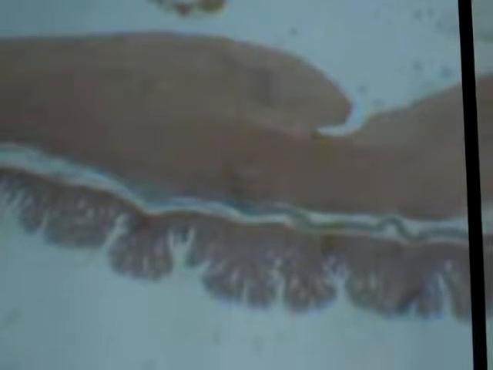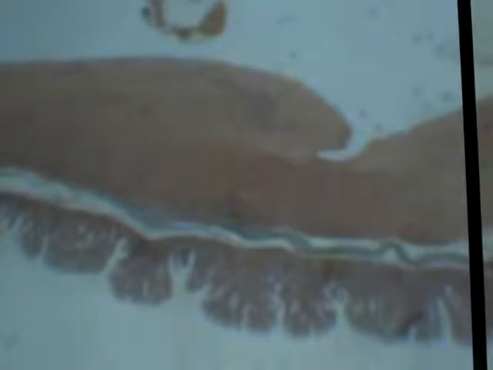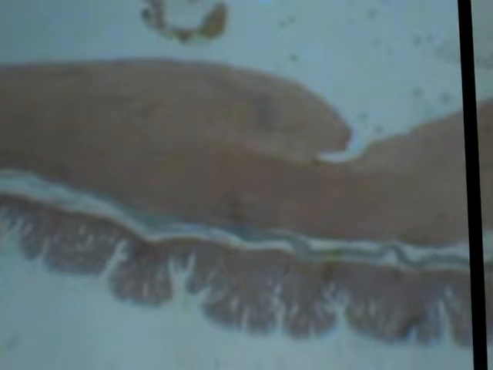We stopped at the small intestine, so we're going to go over the intestines and then we'll move on to the liver, what we did today.